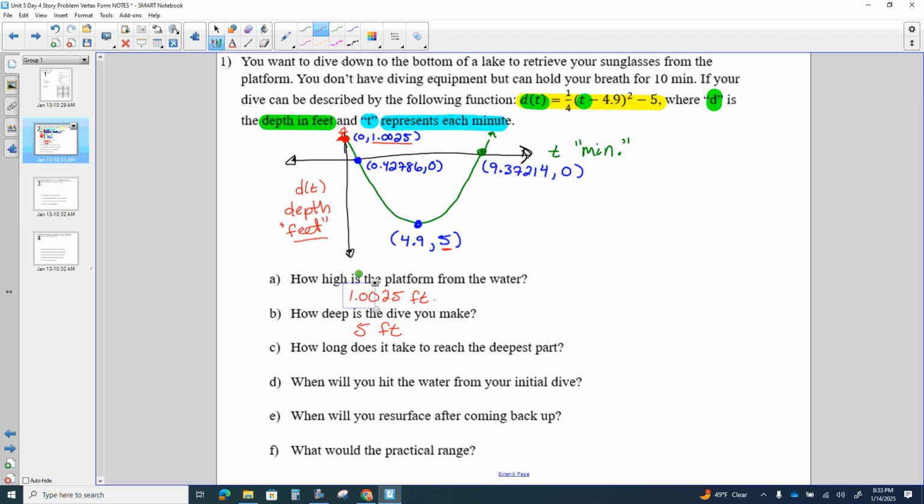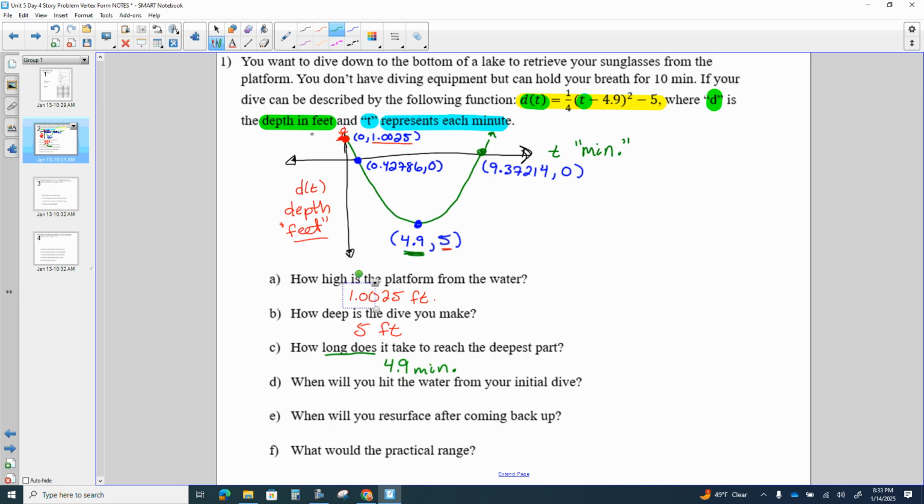The next question asks us, how long? Well, how long something takes is time. So how long does it take to reach the deepest part? Well, again, this is the deepest he goes down. That was the minimum. This was the time it took him. So that must be 4.9, and we go minutes. So it'll take him 4.9 minutes just to hit the 5 feet mark. So he's going really slow.